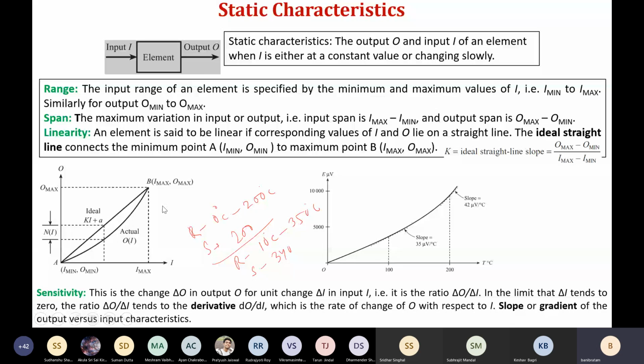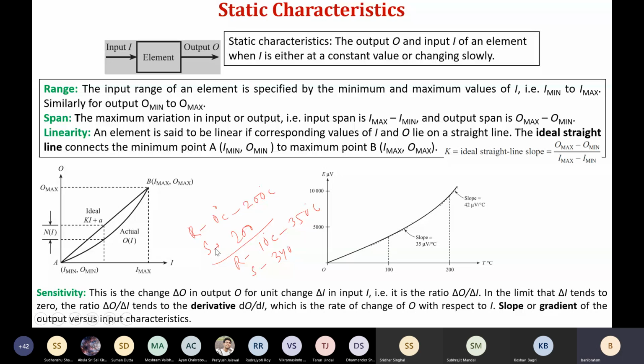Suppose you understand what the slope of this line is. Slope is simply O max minus O min divided by I max minus I min for this straight line, right? And if we look at this curvature line, you can see that it is deviating from the straight line, and the deviation is maximum at this middle point. That maximum deviation point is typically used to define the nonlinearity for a sensor characteristic.